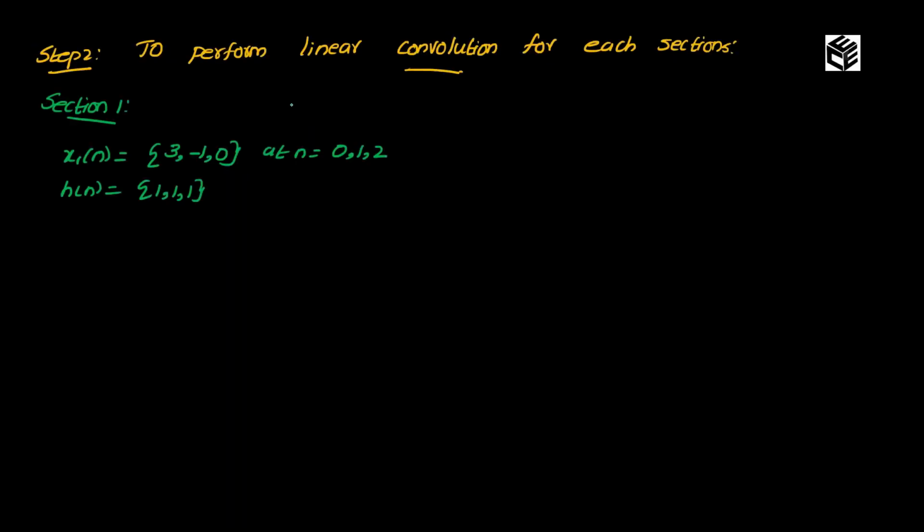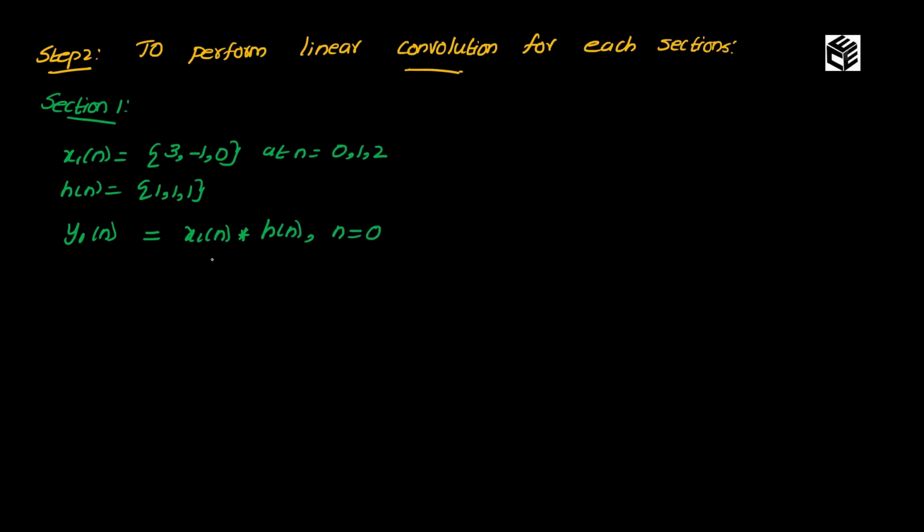Understood? Our step 2 is to perform linear convolution for each section. So I have considered section 1 here. x1 of n is 3, minus 1, 0 at n equal to 0, 1, 2. And h of n is 1, 1, 1. y1 of n is equal to x1 of n convolved with h of n, and the n value starts at 0.